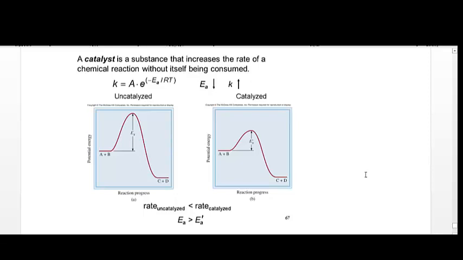So there's a lot of catalysts in our body. There's a lot of catalysts that are metals, a lot of catalysts that are solids. Basically, the mechanism of a catalyst, we don't know how it does it, but somehow it lowers the activation energy and at the same time increases the rate of the reaction.